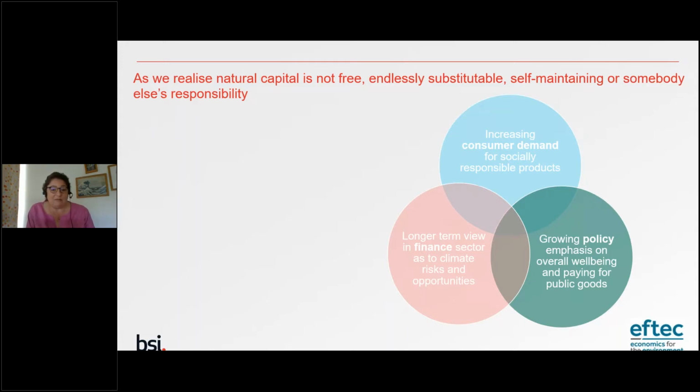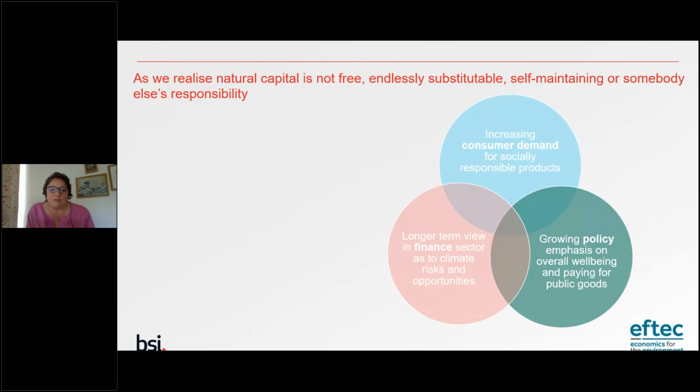It's not self-maintaining when we push its ability to maintain itself by overpollution and exploitation. And it's not just somebody else's responsibility to look after it, but actually it makes financial sense for organizations to maintain the natural capital on which they depend.